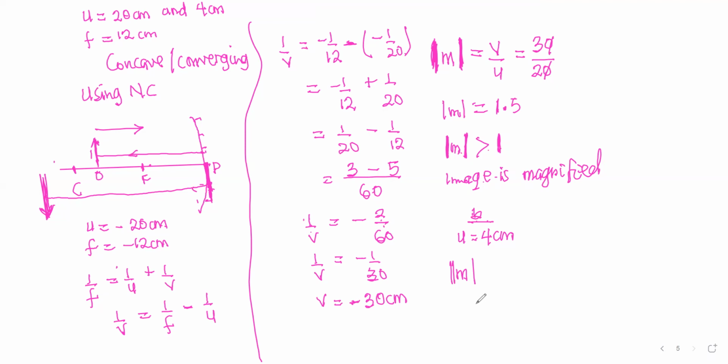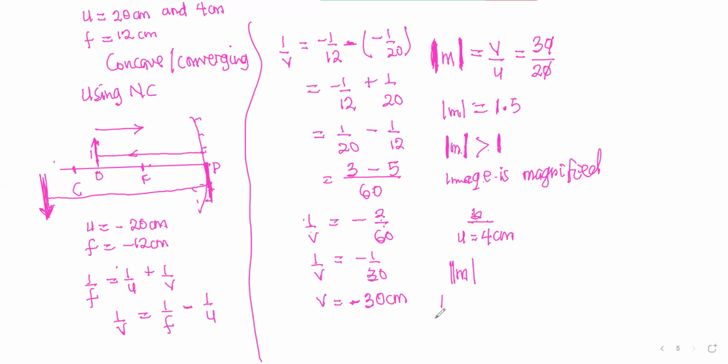So when U is equal to 4 centimeters, and we've used RP, so it must give you the same thing. All right, another example.